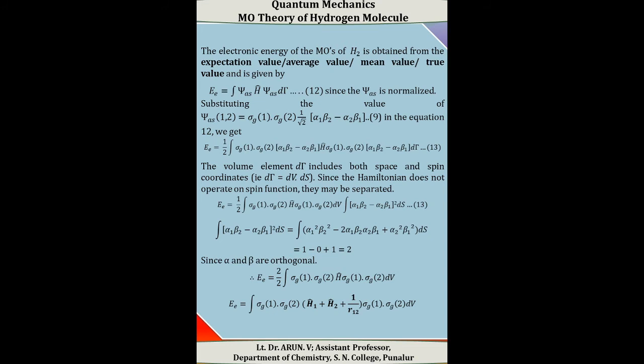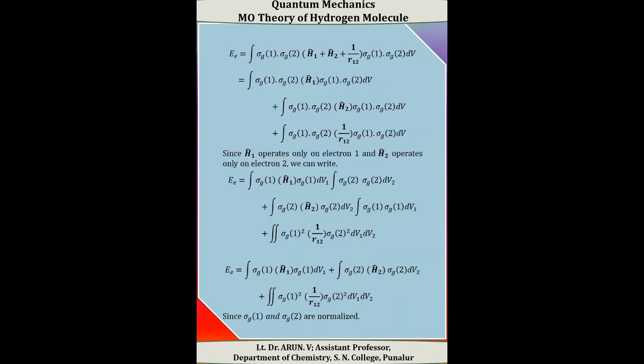Therefore, the electronic energy E equals 2 by 2 integral of sigma g1 sigma g2 H-cap sigma g1 sigma g2 dv, or the integral of sigma g1 sigma g2 into (H-cap 1 plus H-cap 2 plus 1 by r12) sigma g1 sigma g2 dv. On expanding this, E equals the integral of sigma g1 sigma g2 (h1 plus h2 plus 1 by r12) sigma g1 sigma g2 dv, that is, the integral with H-cap 1, similarly H-cap 2, and 1 by r12.